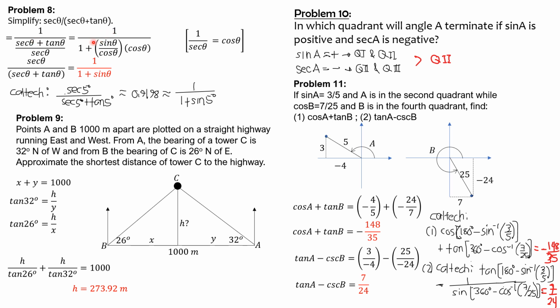So we have 1 all over secant is 1. Then tangent theta is sine theta over cosine theta. And since 1 over secant theta is cosine theta, you can cancel cosine theta. Then simplifying, 1 over 1 plus sine theta. So that's the simplification. For the calculator technique, you might be rattled and cannot think of a way of simplifying this into this form.